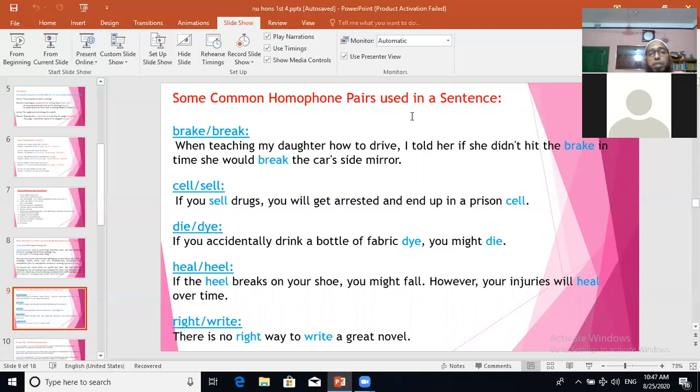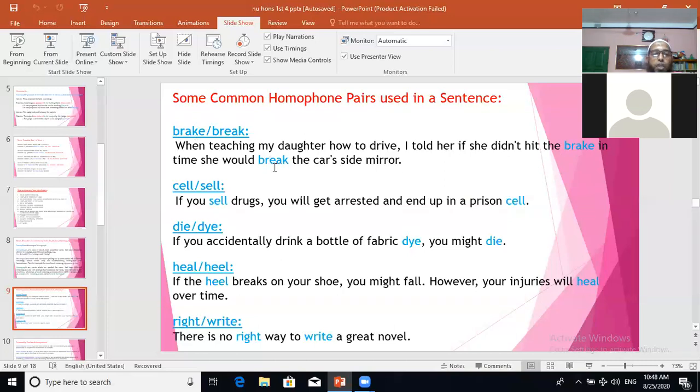Some common homophone pairs used in a sentence. Look at this, brake, break, very familiar words. When teaching my daughter how to drive, I told her if she did not hit the brake in time, she would break the car's side mirror. The brake is a noun, a part of a bicycle. If she did not hit the brake, B-R-A-K-E, in time, she would break, B-R-E-A-K, which is to crash. It is a verb. This brake is a noun, this break is a verb. So the pronunciation is the same, but the spelling is different and the meaning is also different.